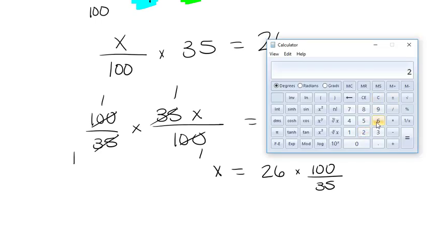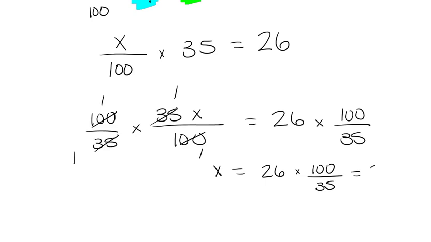So we can go ahead and go 26 times 100 and then divide by 35. So we get 74.29. So this would be our final solution.